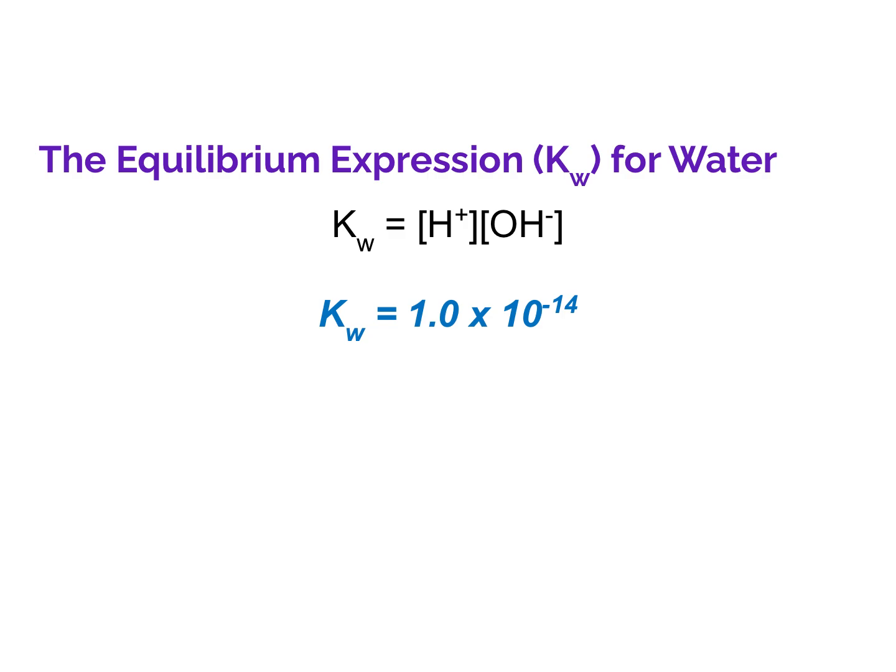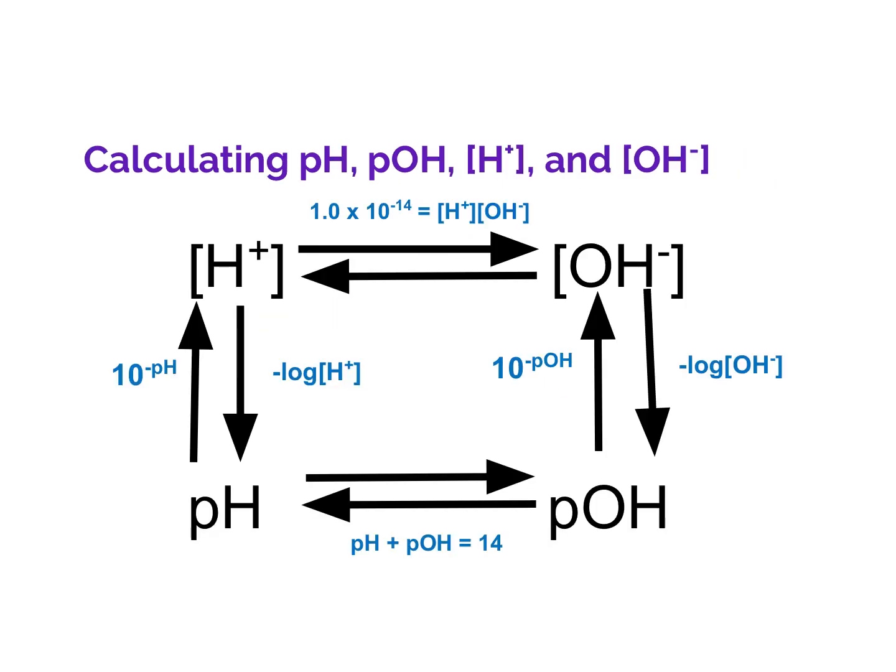Now we have something called an equilibrium expression for water, and that's our Kw. Our Kw is equal to the concentration of our H+ ion times the concentration of our OH ion. And our Kw is always going to equal 1.0 times 10 to the negative 14th. So whatever combination we have of our H+ and our OH, it has to equal that 1 times 10 to the negative 14th. So now we're going to look at how we go through all of these different calculations.